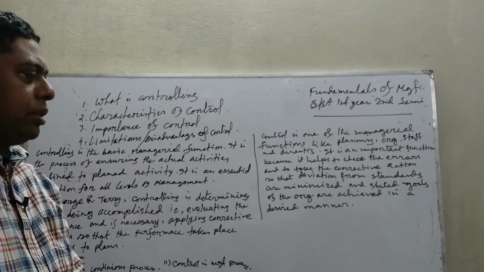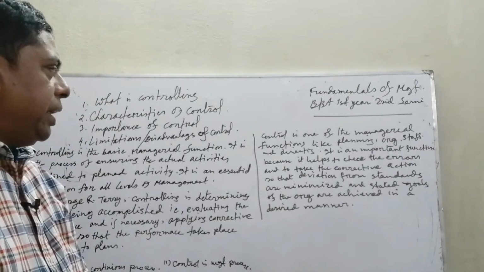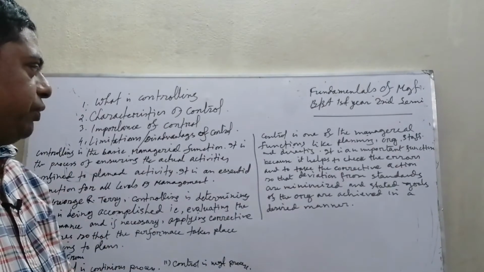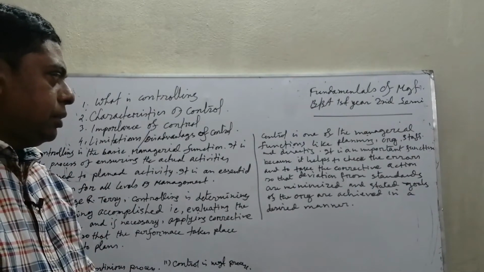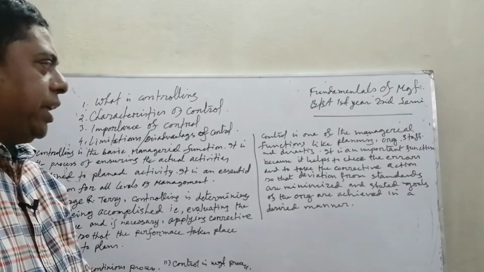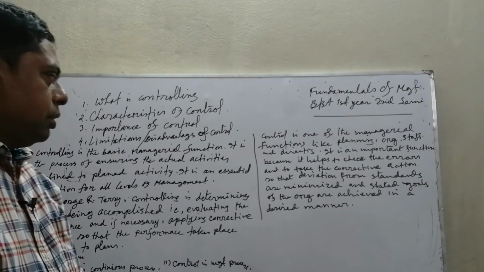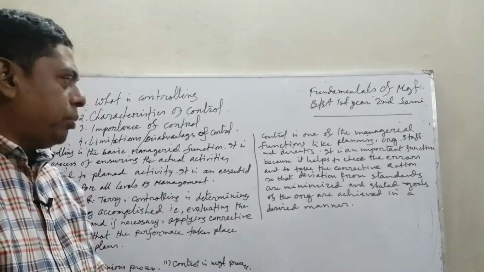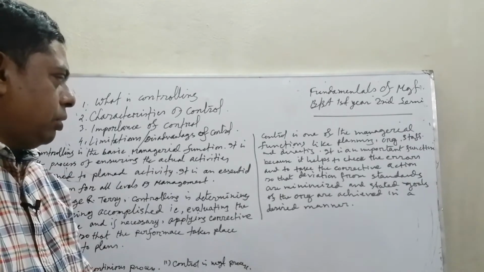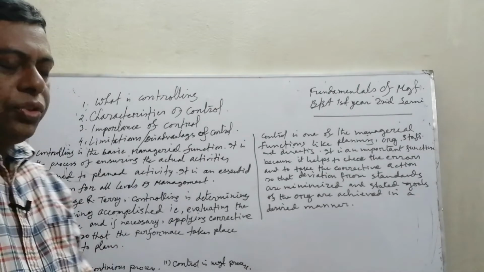From the above discussion, we can say that control is one of the managerial functions like planning, organizing, staffing, and directing. It is an important function because it helps to check the errors and to take corrective action so that deviations from standards are minimized and stated goals of the organization are achieved in a desired manner.